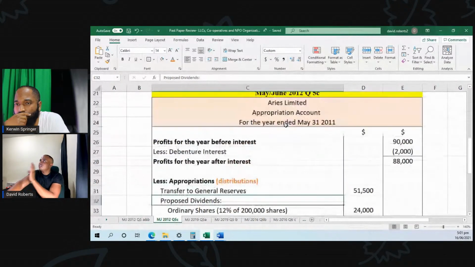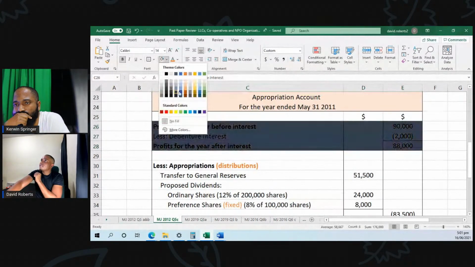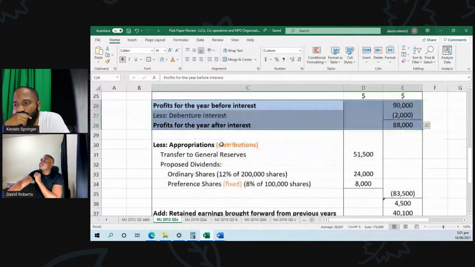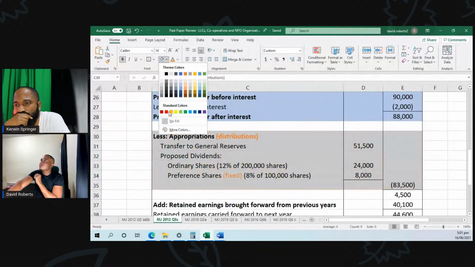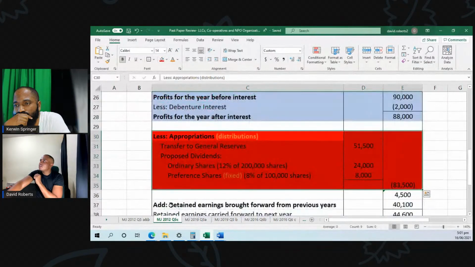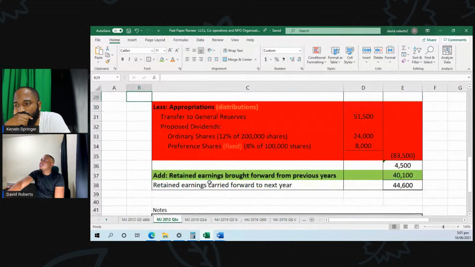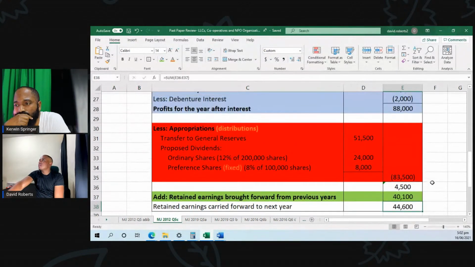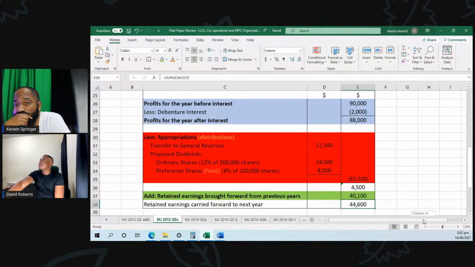And then for the appropriation, our profits first, that together, bam. Then we less our appropriation, so this is money that's coming out. We add back our saving grace, and we are left with retained earnings carried forward to next year. And yeah, that's about it there, Mr. Springer. Sounds good.